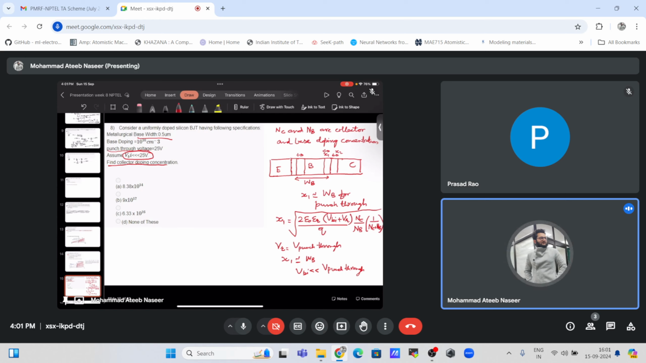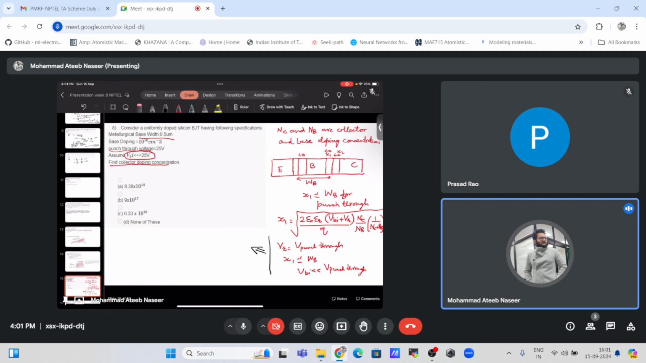So if I use another color and square both sides, x1 is WB now, so it will simply be WB square equals q times NB times NB plus NC, divided by 2 times epsilon naught epsilon S times NC, times the punch through voltage. This will be the punch through voltage.